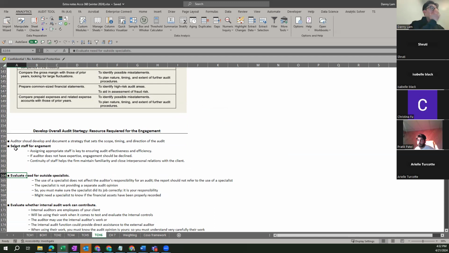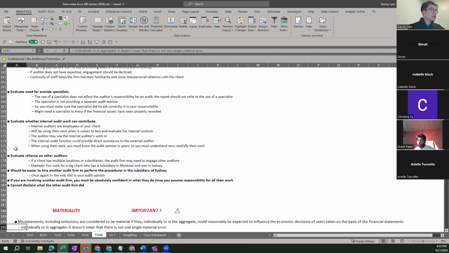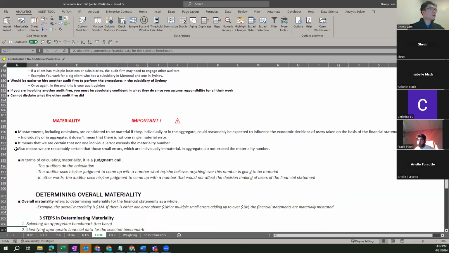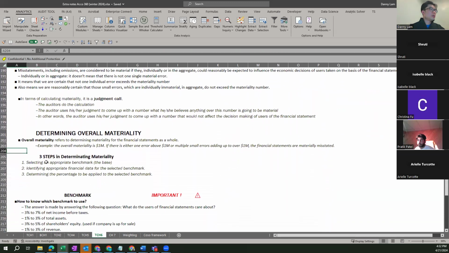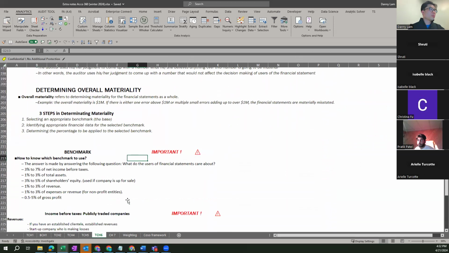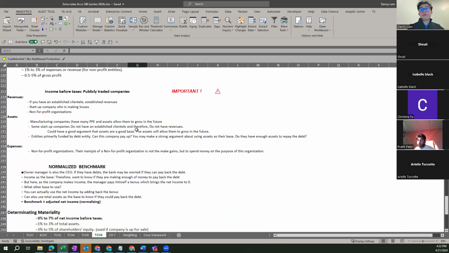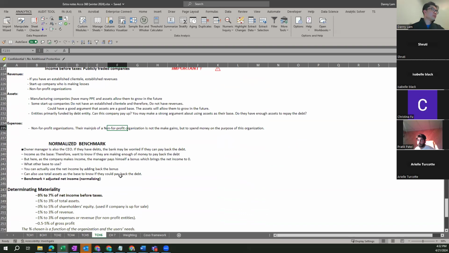Let's say you're taking a specialist, let's say to assess the value of a diamond, and then it turns out that the value of the diamond is not what the specialist says it is. You're the one supposed to be responsible for choosing the outside specialist. So that's on your hand. Okay, yada yada. Overall materiality, so you don't need this. This was more for the midterm. You'll still need this for Acco 465, so don't forget it too much.